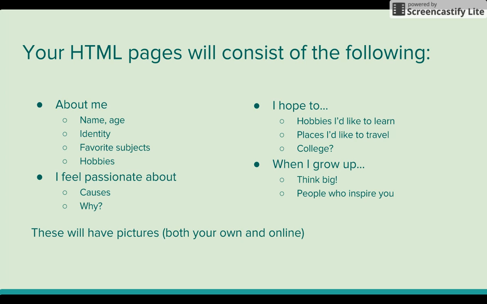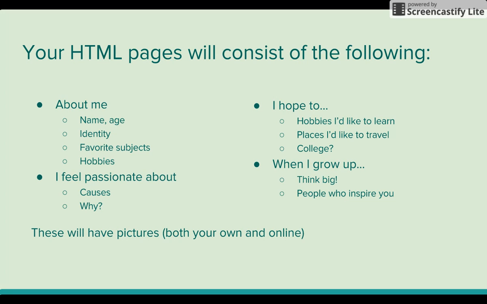Then, thirdly, I hope to. This can be stuff in the next year or two, or the next couple of years. Like I want to take up violin, or maybe I want to compete in a big mountain biking event, or I hope to go to UT and study engineering. It could be specific, and it should be a couple of sentences, not just bullet points.